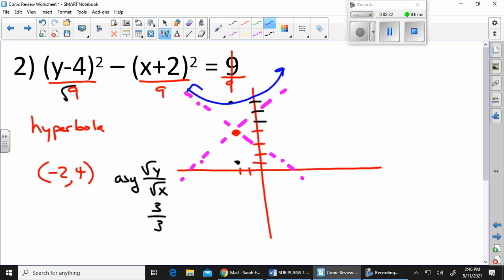draw my hyperbola, and I do need my foci, which remember is, since hyperbola is minus, it's plus. So it's 9 plus 9 square rooted, and the square root of 18 is 4 point something. So I go up 4 point something, like you're going to write that down. I'm just sort of giving you the idea of what you need.